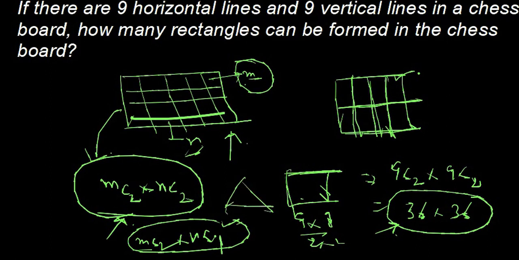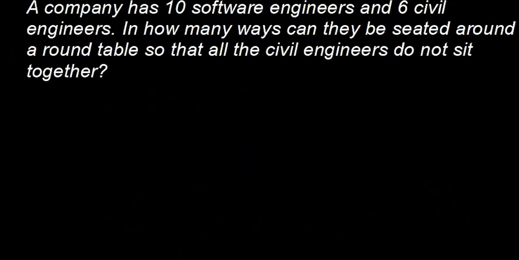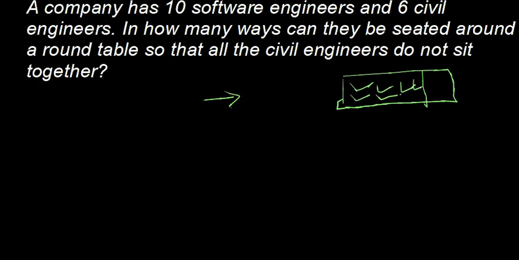ओके, लेट्स कम टू द नेक्स्ट प्रॉब्लम। A company has 10 software engineers and 6 civil engineers. In how many ways can they be seated around a round table so that all the civil engineers do not sit together? Okay. So whenever these type of questions where you need to do plenty of work, so as I also told you, you can see the probability class. जब आपको इतना सारा काम करने के लिए कह देता है तो बेटर ये है कि आप ये वाला काम निकाल लीजिए और टोटल वर्क में से इस वाले को माइनस कर दें तो आपका ये वाला काम निकल जाएगा.